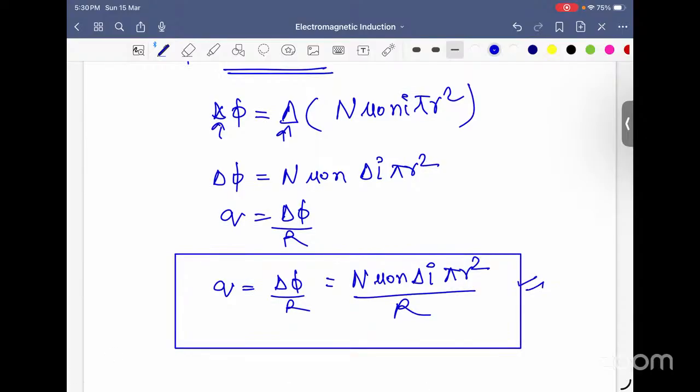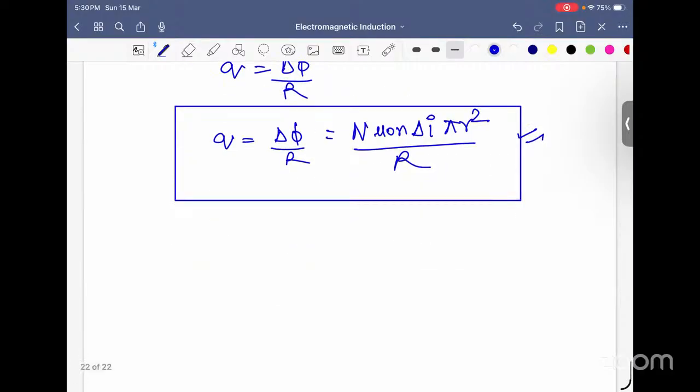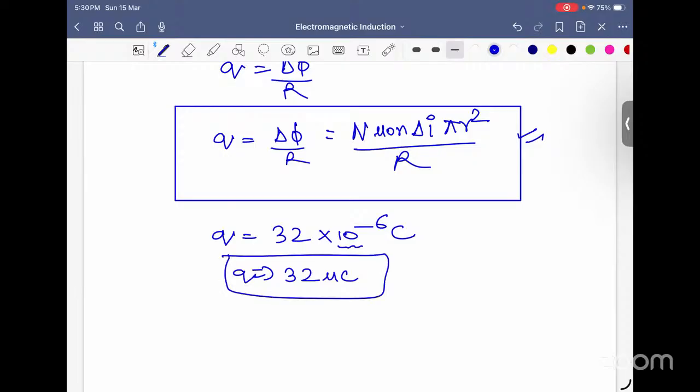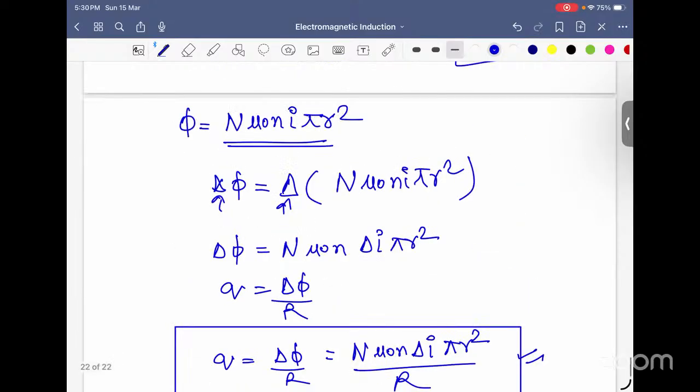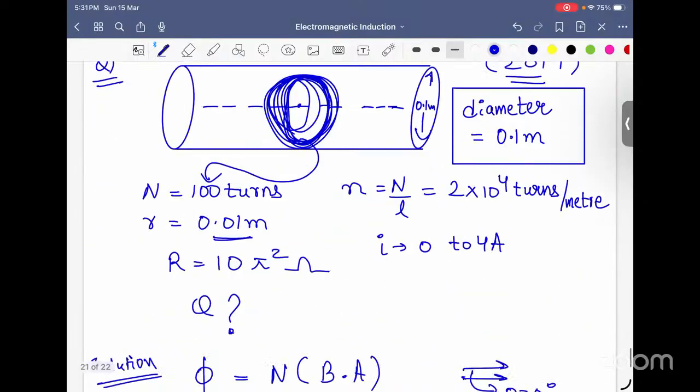That was the thing we have solved already. We can also manipulate it finally. If we put in the values, the answer you will get is that the charge ultimately flowing will be 32 into 10 to the minus 6 coulomb, which is 32 microcoulomb. That's the charge.